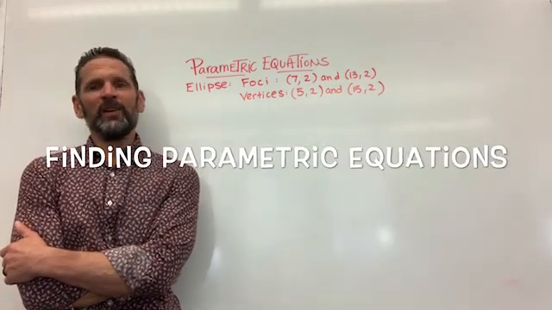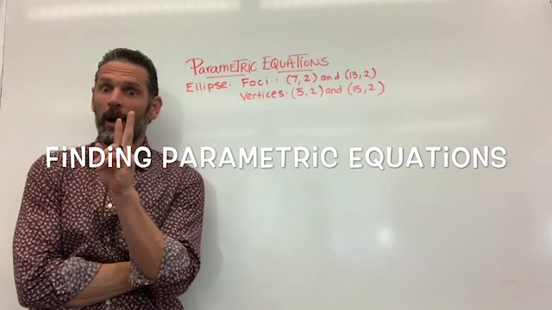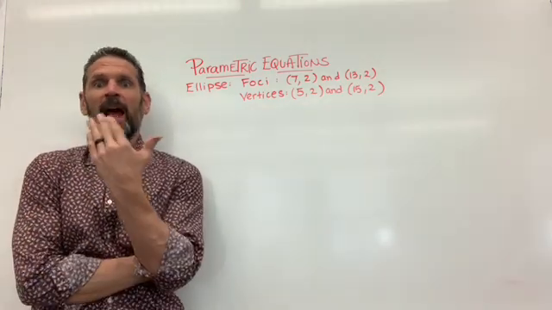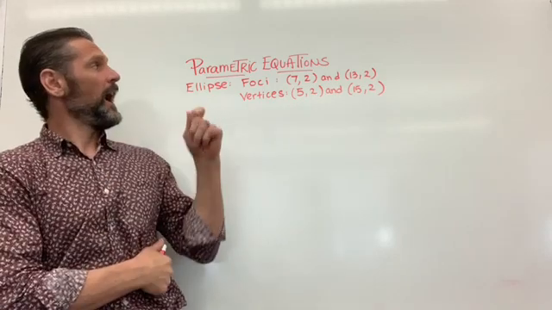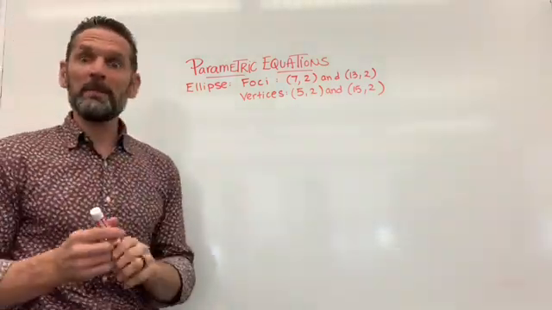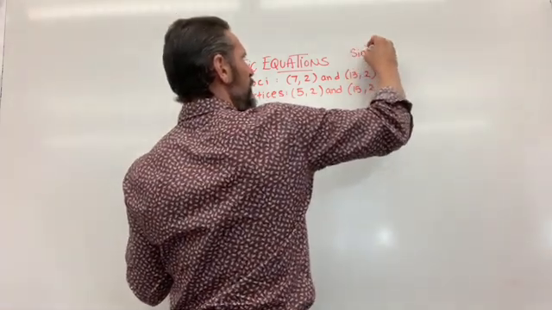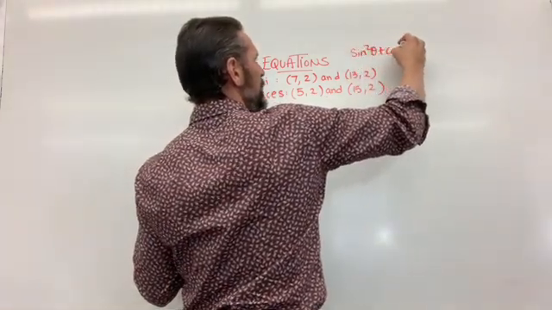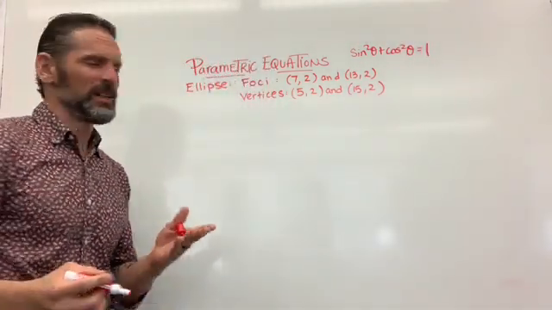From this given information, I'm asked to come up with a pair of parametric equations, x as a function of theta and y as a function of theta. I'm told it's an ellipse, so immediately I know I'm going to be using sine squared theta plus cosine squared theta equals 1. I think it's important to sketch this first.